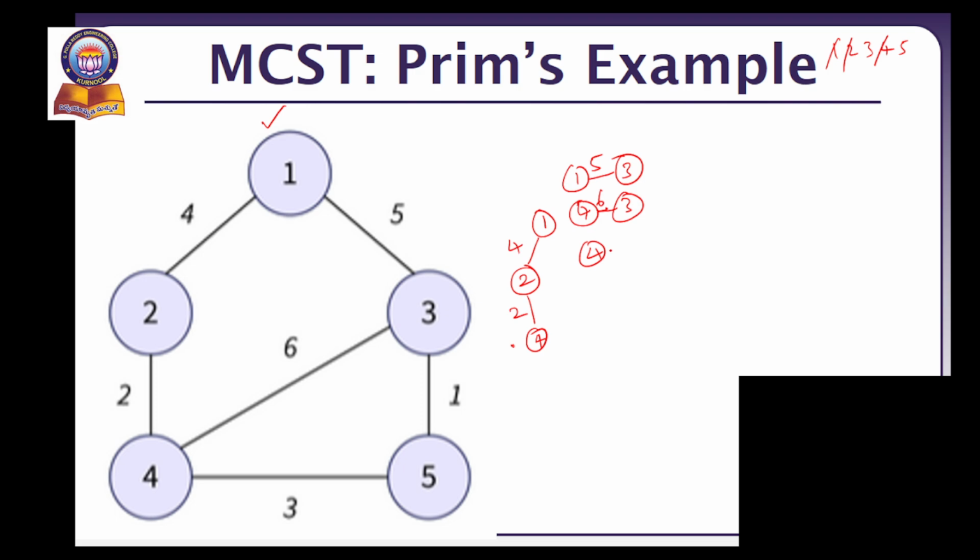From 4 we can reach to 5 with the edge cost equal to 3. So 4 to 3 and similarly 4 to 5. We cannot consider 4 to 2 because vertex 2 is already explored, and that is the reason we cannot take 2 into the solution set.